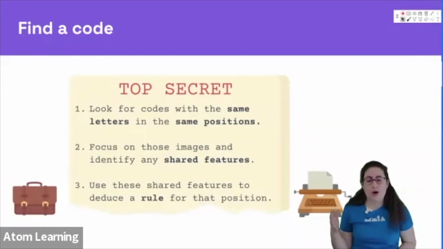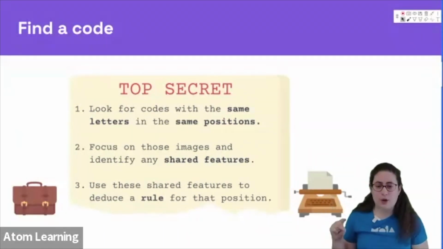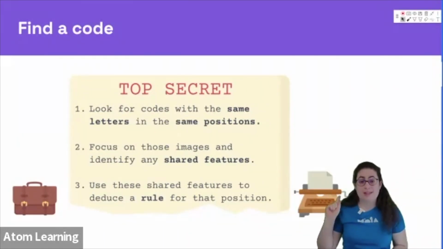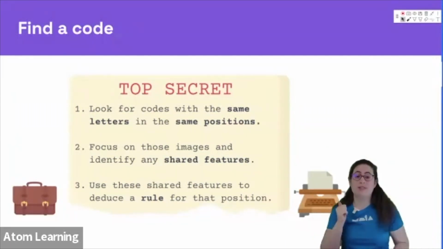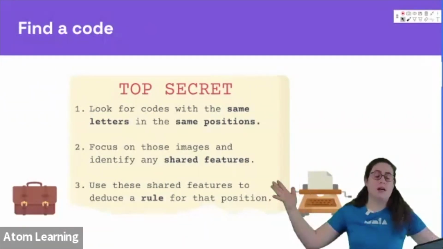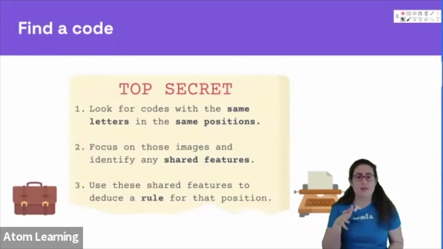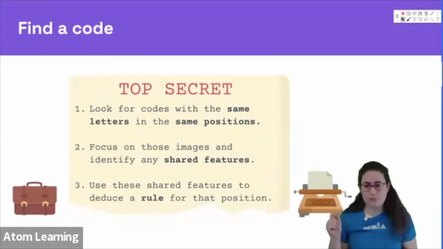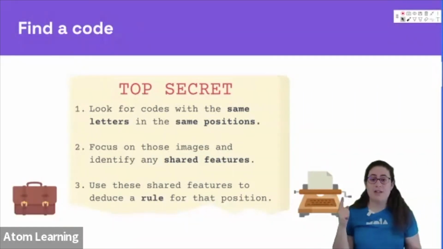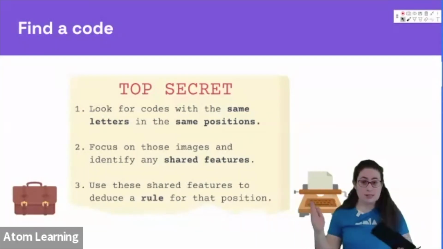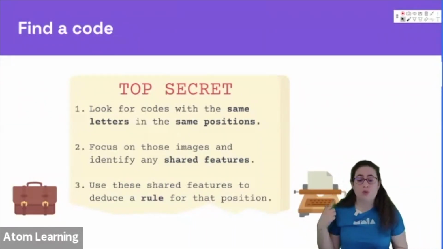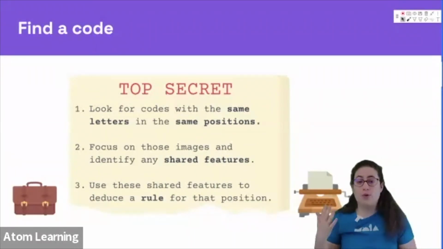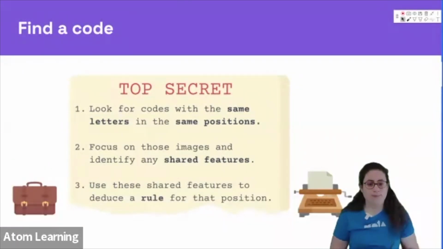Okay, so here are the top tips for solving find a code questions. You need to look for codes with the same letters that are in the same position. So it needs to be the first letter both times, or the second letter both times, or both, or all 3 times, but it needs to be in the same position in the code. It can't just be the same letter. And then focus on the images that have the same letter in the same position and see if they have any shared feature. Like we saw that there was a C and a C, and we noticed that both of those were circles. And then you can use those shared features to deduce a rule for that position and or for that letter, and you can move on from there.